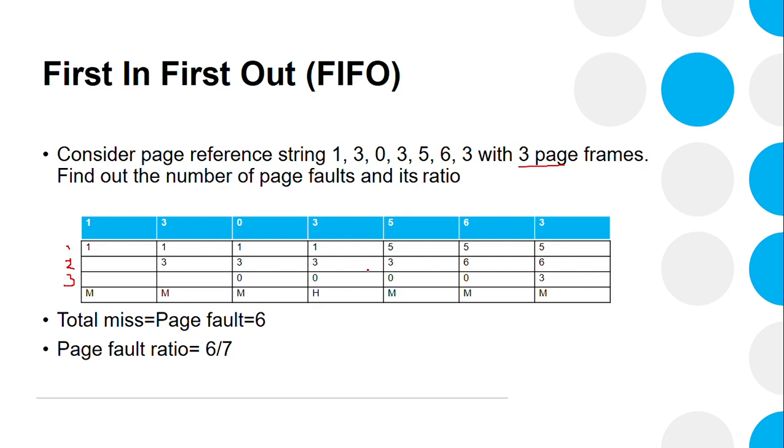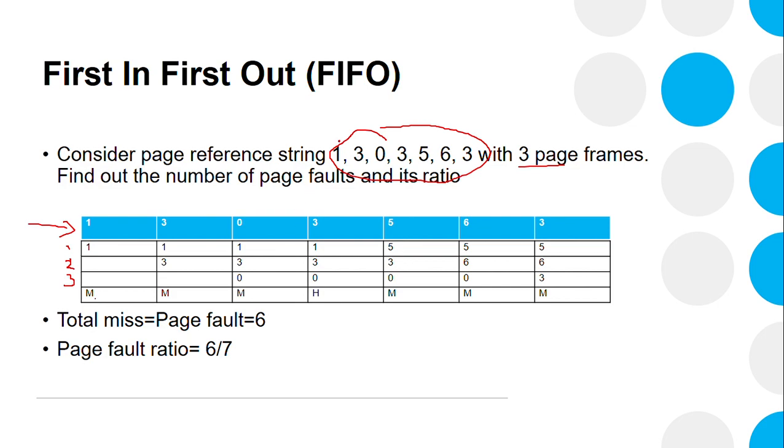Initially the table will be empty, and then one by one we'll be doing the allocation. First you have to create a row with the input string which is given to you. 1303563 is the input string given to us. Initially all the table content in white color will be empty, and we'll start the allocation. First string is 1, we have done the allocation. As this particular string was not there in the memory, that is a miss. So that's why we have written miss.